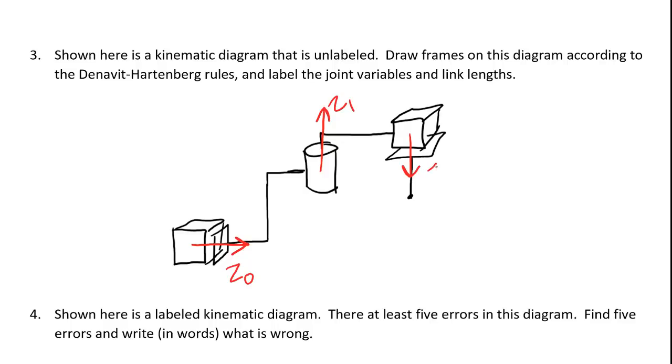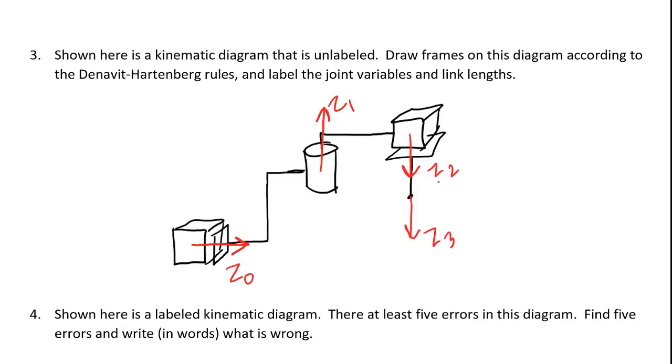Z for the third joint has to be up or down. And then Z for the end effector can be any direction, but I'd like to try and copy the frame before it if I can. So for now, I'm going to put Z3 in the same direction as Z2. I might change that later on if I need to. All right, we're done with rule number 1.